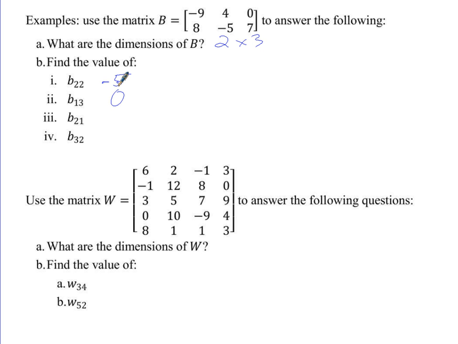That's a -5 right there. Okay, B21, row 2, column 1 is 8. Thank you. Row first, then column. Finally, B32.